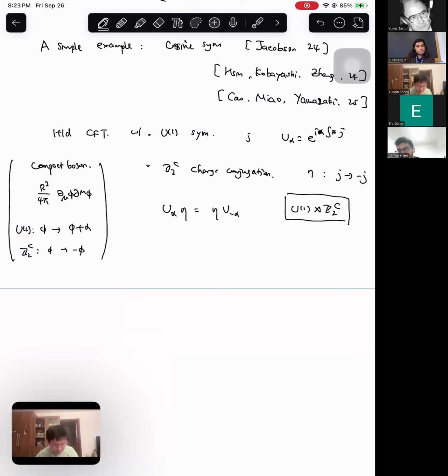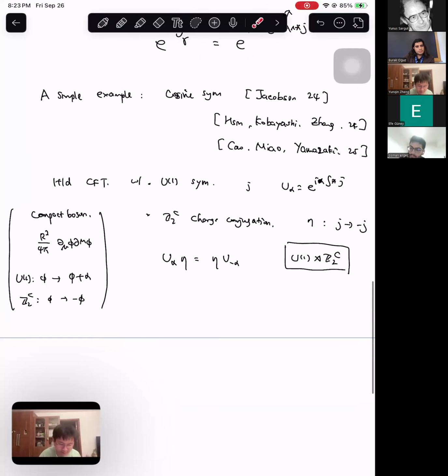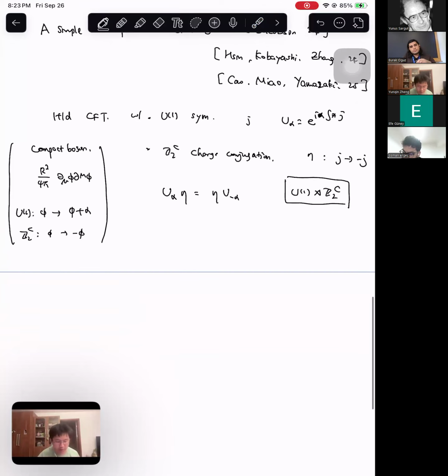So these are very simple theories. In order to get a non-trivial example of the symmetry, which is the cosine symmetry, what I'm going to do is to gauge the Z2 charge conjugation. Let me call this CFT Q, and I'm going to gauge the Z2 charge conjugation.